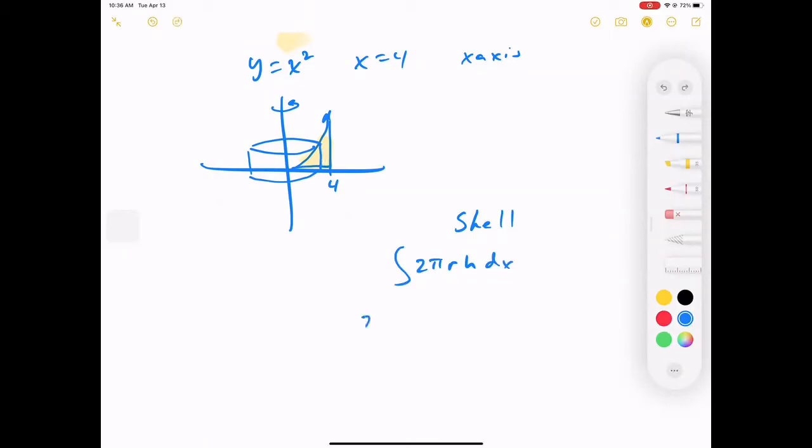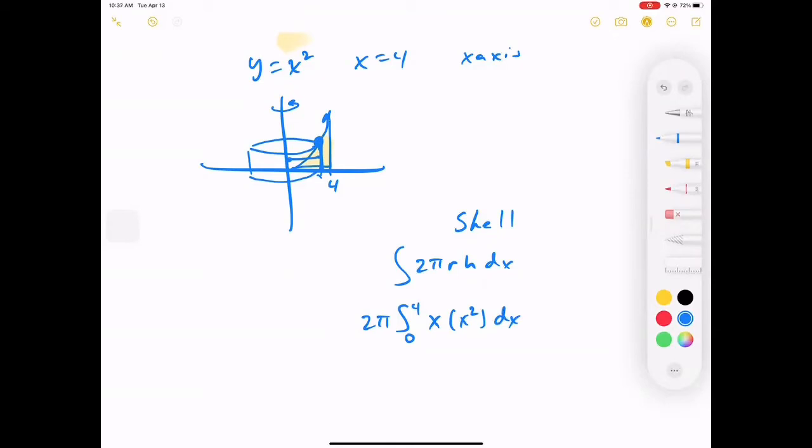Okay, we have everything we need. 2 pi. The r is the distance from the axis of rotation to our height, and that's just going to be some x value on the graph. x is going to go from 0 to 4. So x here. And our height is literally just the equation, right? Hopefully you guys can all see the height is just going from y to 0. x squared minus 0. I'm just not even going to write 0. And the dx. We have everything we need.